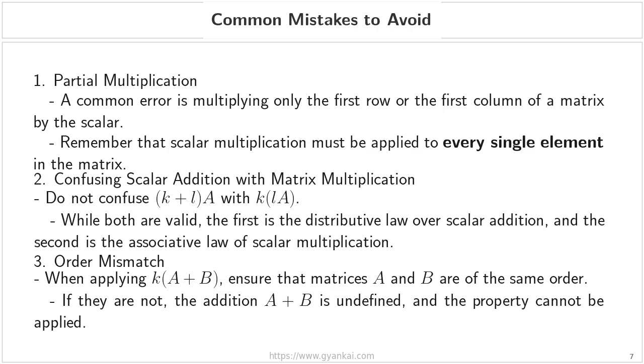Finally, let's talk about order mismatch. When you are applying the property k multiplied by the sum of matrix A and matrix B, you must first ensure that matrices A and B are of the same order. As we discussed in the earlier sections on matrix addition, if the dimensions of the two matrices do not match, the addition of A and B is undefined, and therefore, this property cannot be applied.